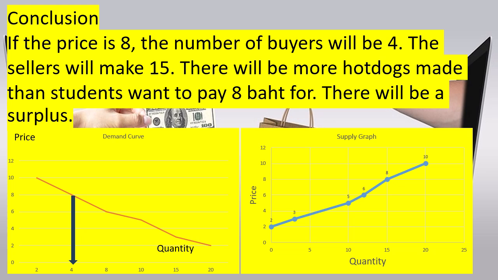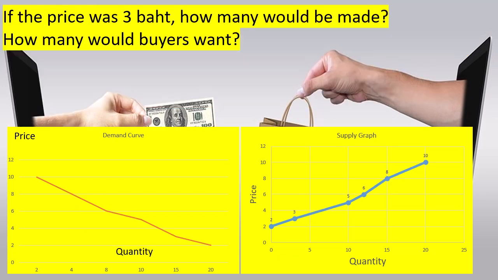So you can see there, the arrow on the left-hand one, at 8 baht, the demand will only be 4. But the arrow on the right one, at 8 baht, the quantity the suppliers will make will be 15. So they will make too many, and some people will have to take their hot dogs home again with them.